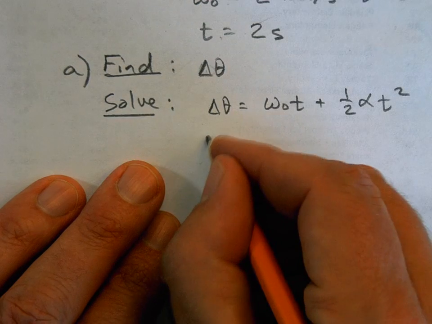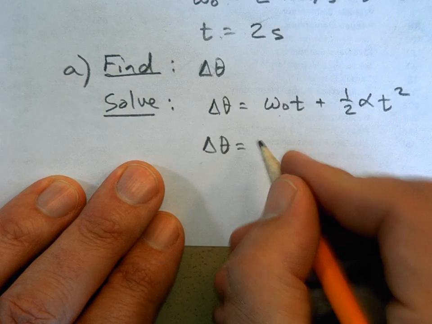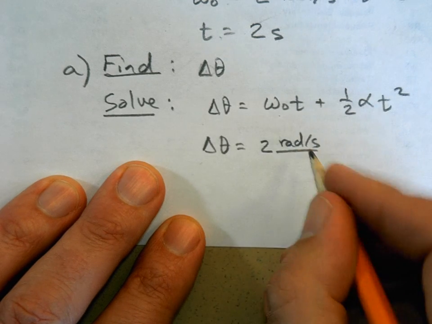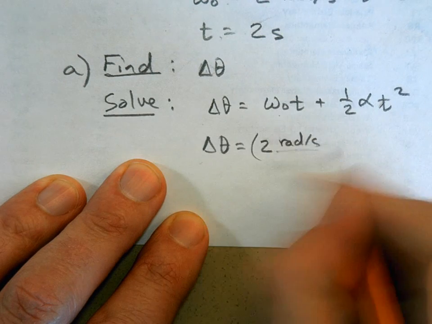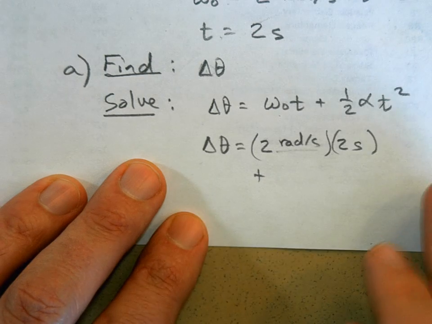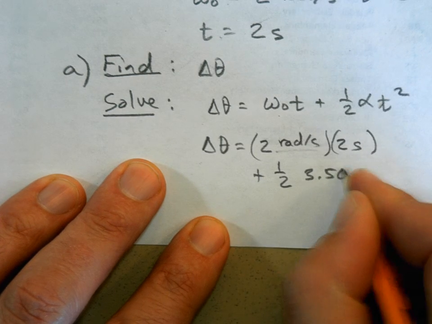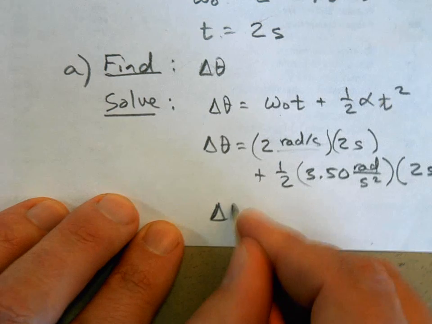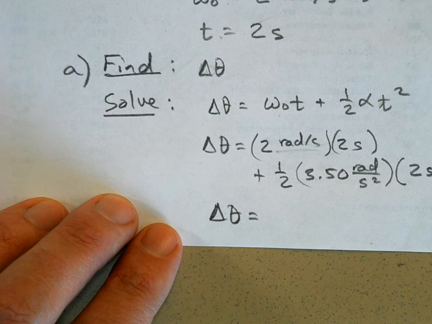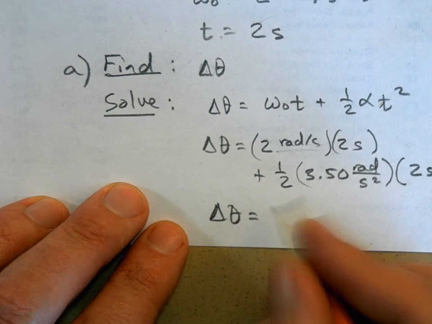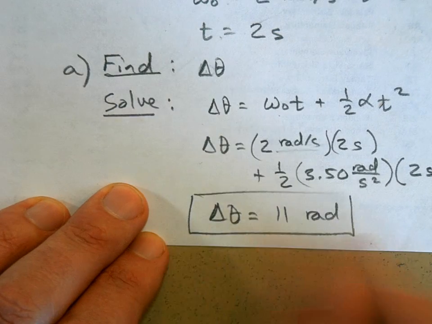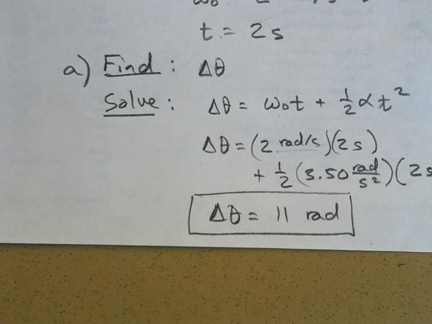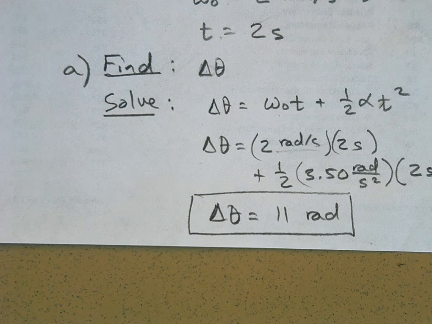So delta theta is equal to omega naught, 2 radians per second, times time, 2 seconds, plus 1/2 times 3.50 radians per second squared, times 2 seconds squared. If you do the arithmetic, this is 4 plus 7, so it's 11 radians. Now, I would like you to do parts B and C for this example problem, but that's what we're doing. Actually, this stuff that we're doing right now is going to be pretty easy. So go through it, stay caught up, and that's it.